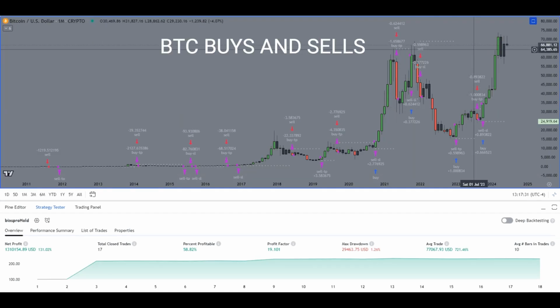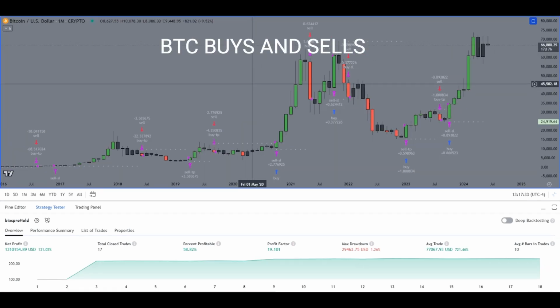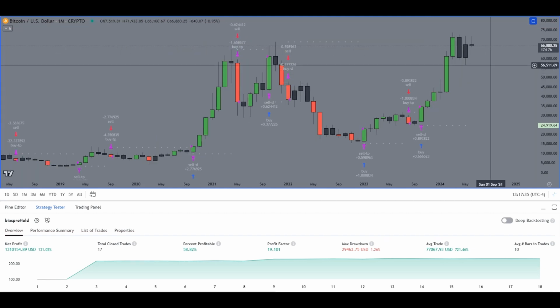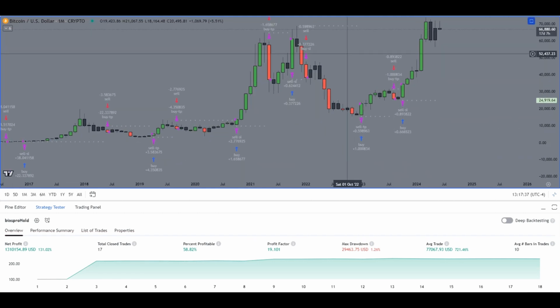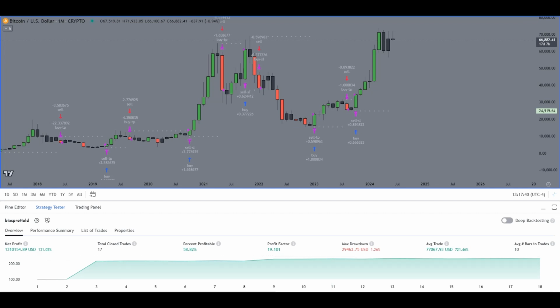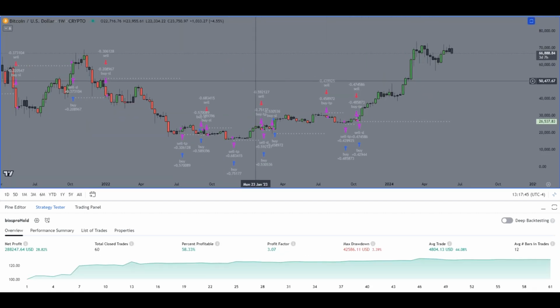Finally, we got the Bitcoin. The performance of this cryptocurrency is insane. As you can see, 19.101 profit factor. This is the buying and selling trades in the monthly, close to 60% profitable.